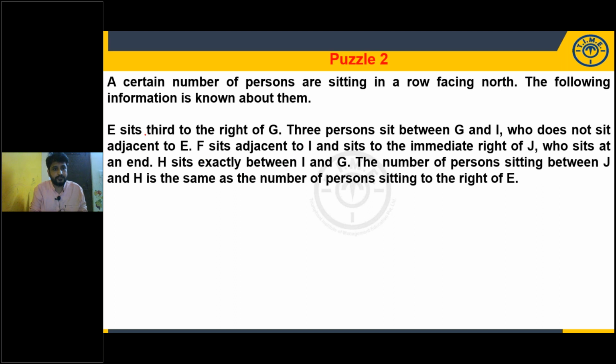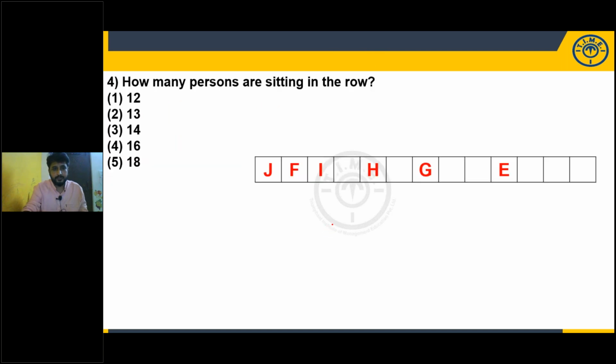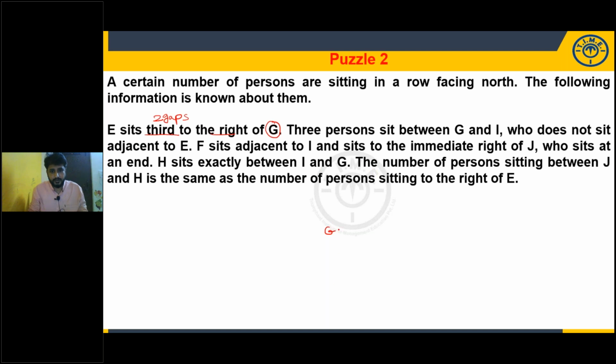E sits third right of G. Third right means how many gaps will be there? Two gaps to the right side of whom? G. So let me take G in the arrangement. Next, right side of G will be this side. So two gaps, and E will be there. It is mentioned that three persons sit between G and I, who does not sit adjacent to E. So if I take I here, I will become adjacent to E, which is not possible. So it has to be to the left side. Right side is not possible.